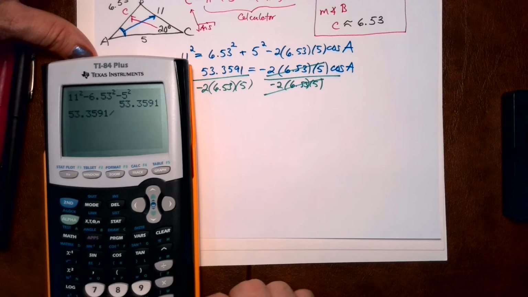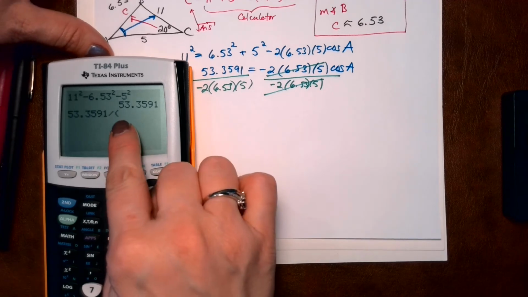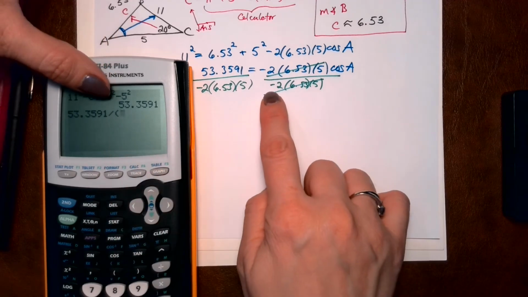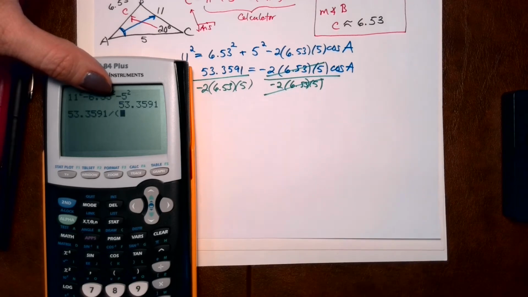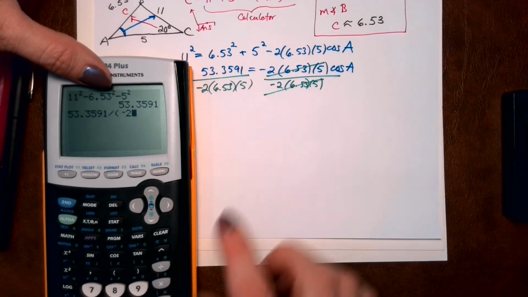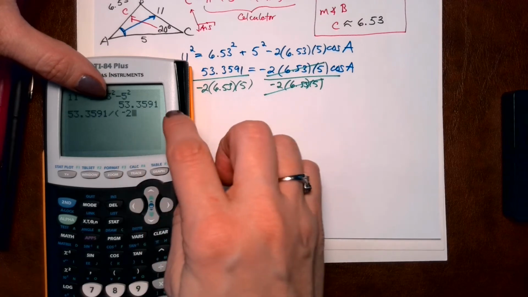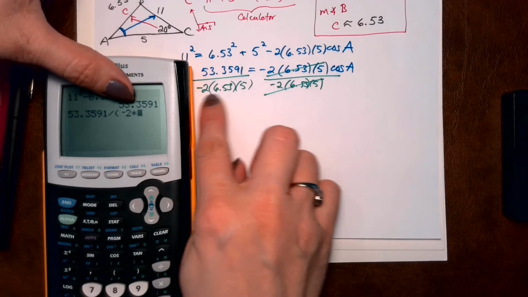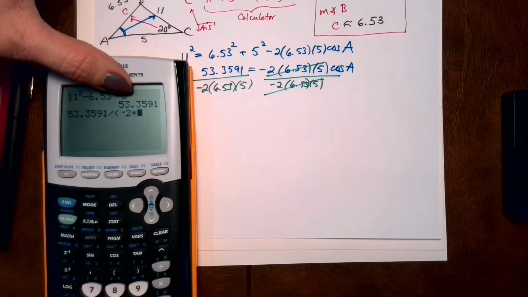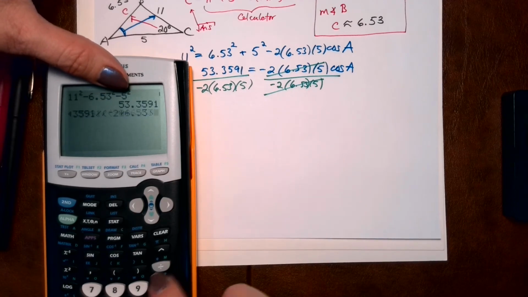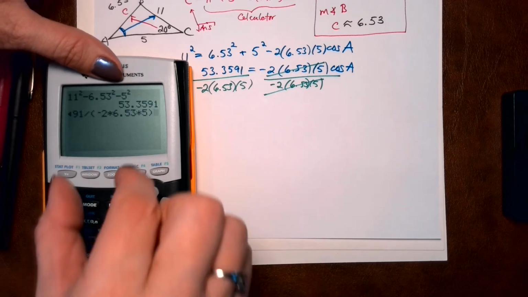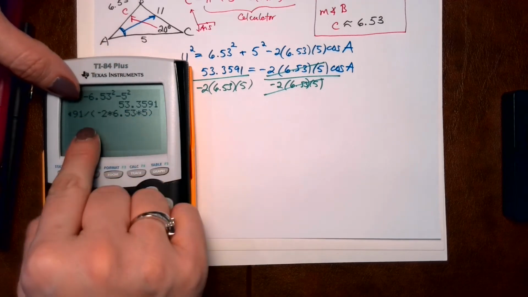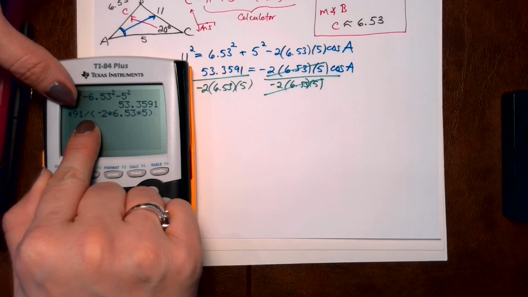And we're going to divide by, and then we're going to use parentheses. You have to make sure you divide by all of those things. So negative 2. You could open up more parentheses or just use the multiply sign. All of this is in the denominator. Negative 2, 6.53, and then times 5, and then close parentheses. It is super important that all these things are in the denominator.